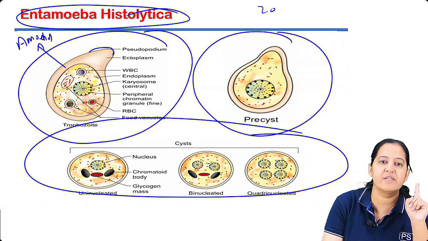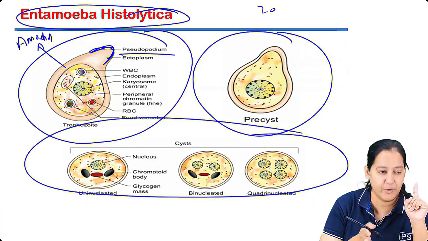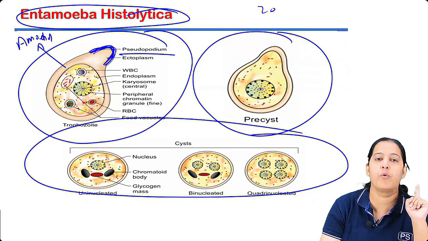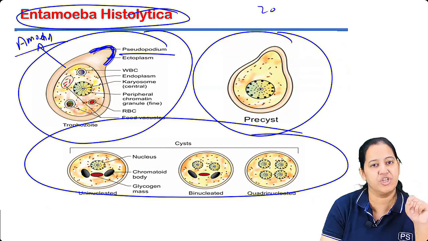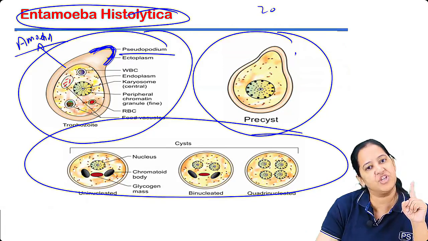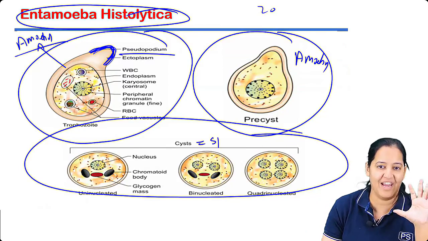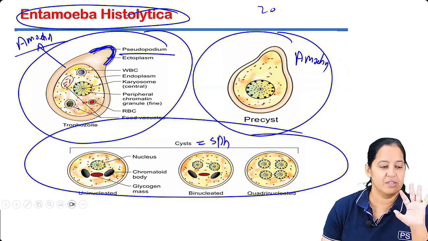What is the amoeba shape? The one having pseudopodia. Pseudopodia is a cytoplasmic extension. Whenever there is a cytoplasmic extension, whenever there is a pseudopodia, it is known as amoeba. So the shape is amoeba. The precyst shape is also amoeba. But the cyst is circular, spherical. The cyst is always spherical. So first see the shape.